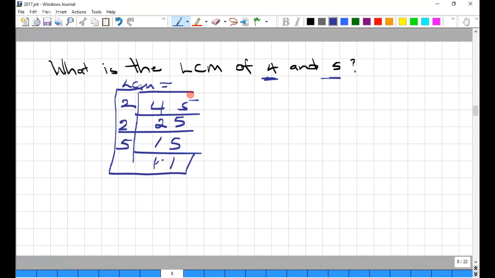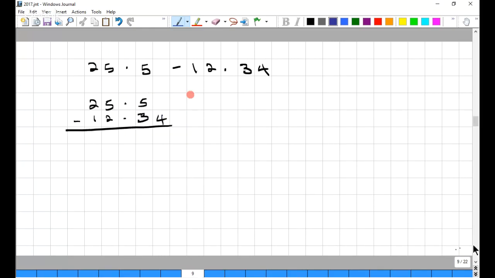So 1 times 1 is 1. 1 times 5 is 5. 5 times 2 is 10. And 10 times 2, 20. But I don't want you to just make a guess. I want you to know exactly how to work it out. I basically used logic for most of these because I cannot remember the rules. But you need to remember the rules.